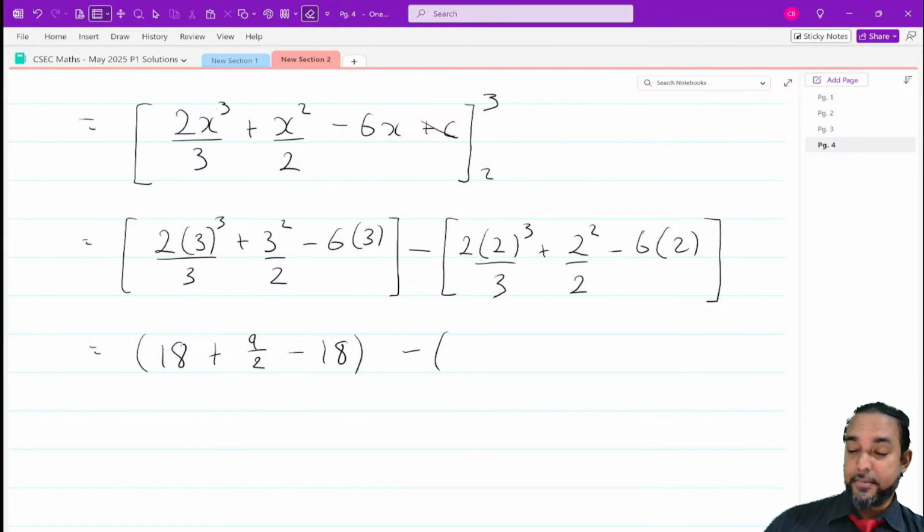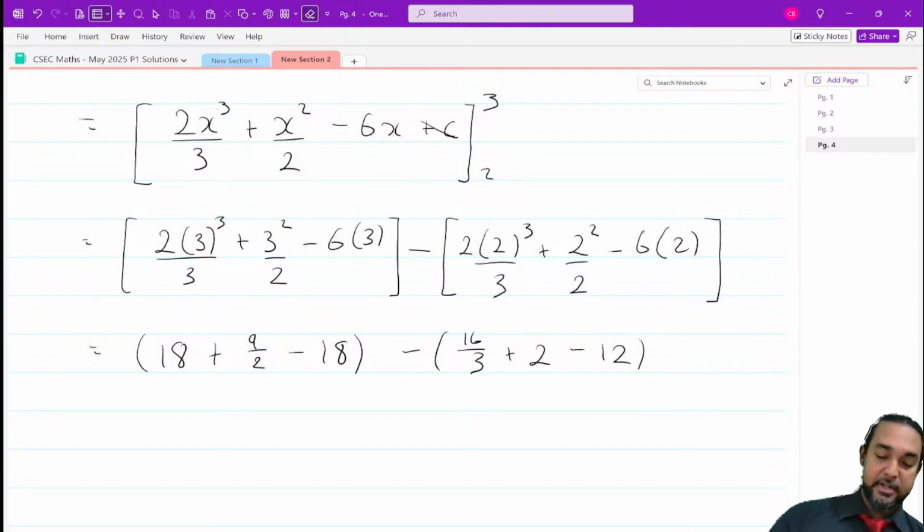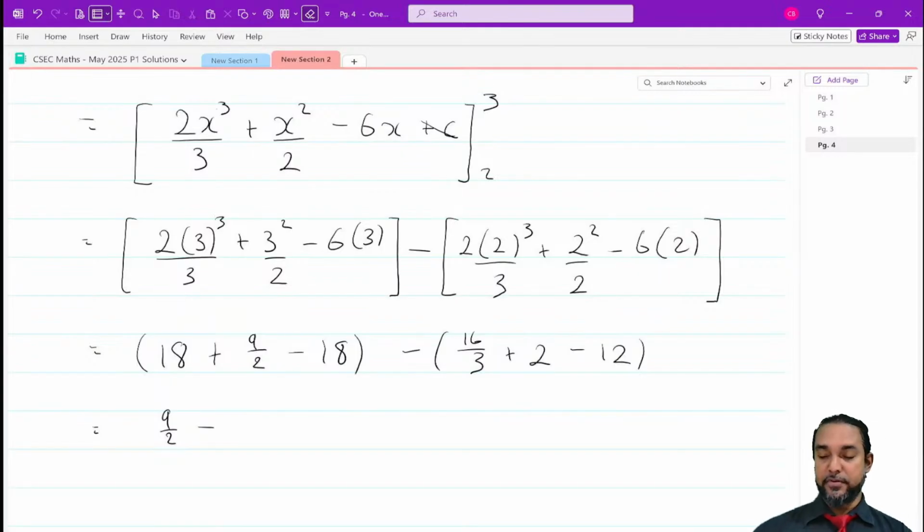2 cubed is 8. 8 by 2 is 16, and then we have 16 over 3. 2 squared is 4. 4 over 2 is 2. 6 by 2 is 12. Right, and again, you can just plug all this into your calculator if you so desire. Now, 18 minus 18 is 0, leaving us with 9 over 2. 2 minus 12 is minus 10. So we have 16 over 3 minus 10. So then that's minus 14 over 3.